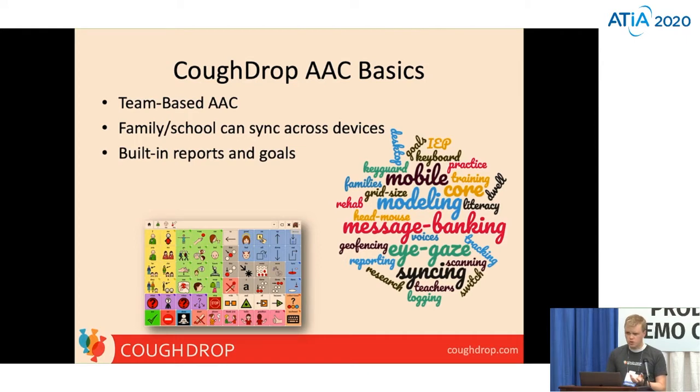There are built-in reports and goals. You can set goals, you can set targets, and CoughDrop will automatically help you work towards those. But then there's also data tracking, so you can see what is and isn't working inside of the app.